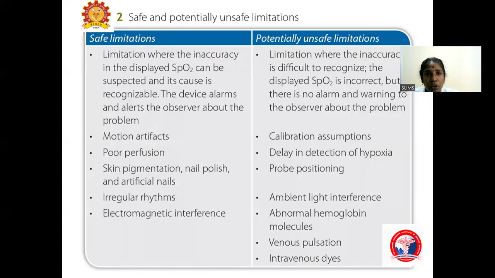The most important one is the safe limitations and the potentially unsafe limitations. Our safe limitations are motion artifact, poor perfusion, and any nail polish or artifacts on the nail, irregular rhythms and electromagnetic interference. Potentially unsafe limitations are whenever there is an intravenous dye, venous pulsation, abnormal hemoglobin molecules, ambient light interference, probe positioning, and delay in detection of hypoxia. There are so many things.